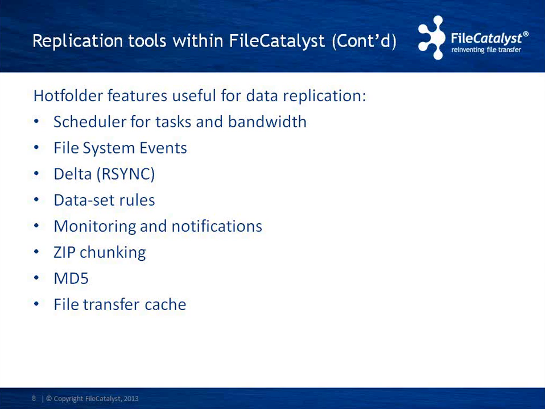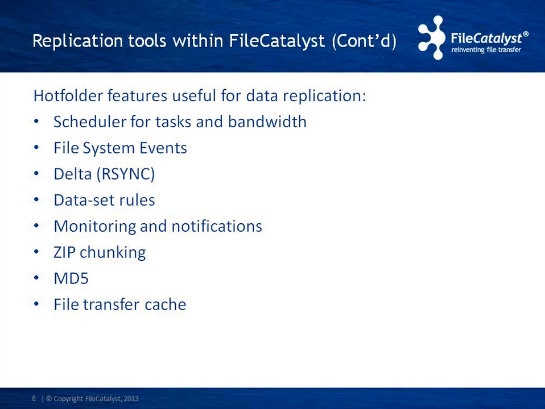MD5 is important because you want to make sure that nothing arrives corrupt on the other end, so you want to always have MD5. You can set it up to run at the end of the transfer or during the transfer. So every time we receive a block of data, we can do an MD5 checksum to compare that the data we received is identical to what the sender has sent.